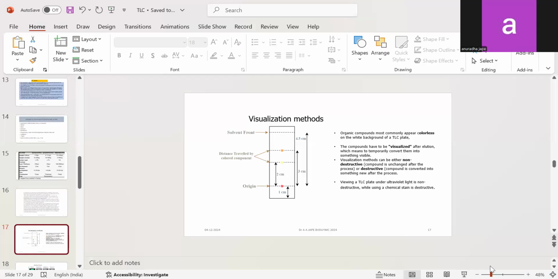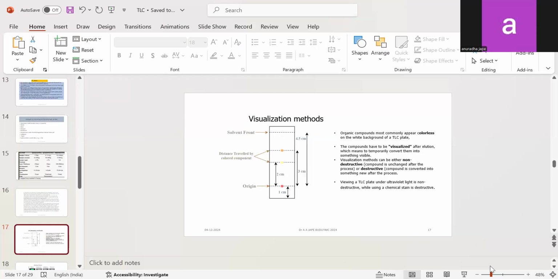And when we are running a TLC plate, the biggest advantage of TLC is the speed. So you are going to have the separation achieved in about, say, 30 minutes. And in certain cases, if the molecules are of high molecular size, then it may be up to 90 minutes. But by 1.5 hour time, you can get the separation achieved.